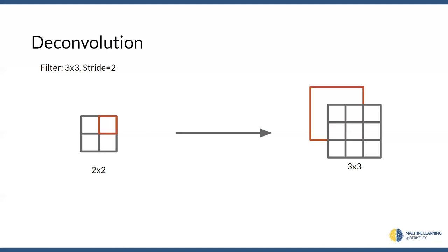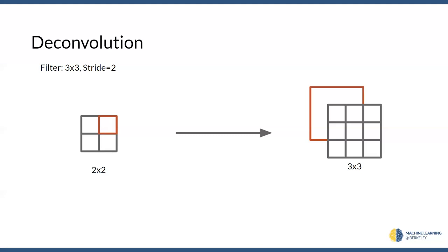So what we're going to do is start off by looking at the first pixel of the first image, right? And then we're going to take our filter and place it over the output layer, centered around this pixel, okay? Essentially, we take this input value and multiply it by each of the filter values. And we're going to project, or imprint, that onto the output, right?